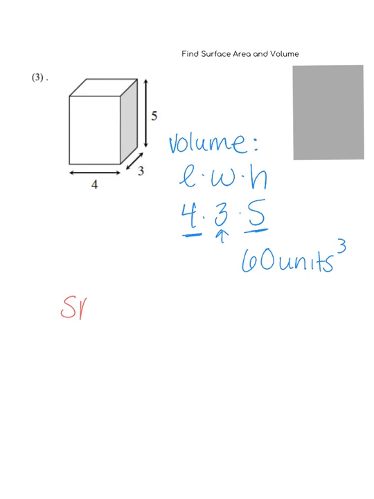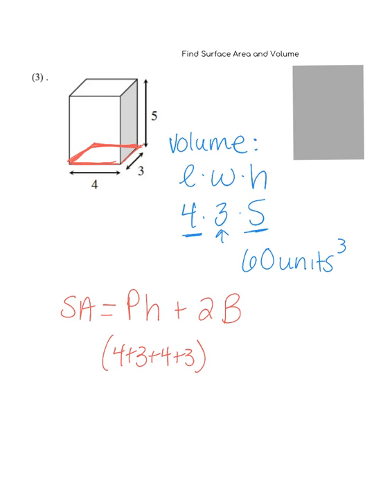And then for surface area, let's use that formula again. The perimeter of the base times the height plus 2 times the area of the base. So the perimeter of the base is going to be 4 plus 3 plus 4 plus 3, because you kind of have to imagine the bottom of the base there. I'll write it out for right now and for a little bit longer with these videos just so you can get the hang of it. Now we have to multiply it by the true height, 5, plus 2 times the area of the base, and the area of the base is our 4 times our 3, which would be 12.